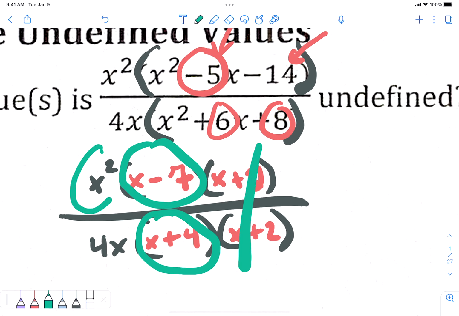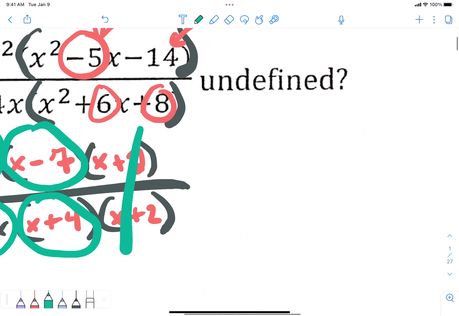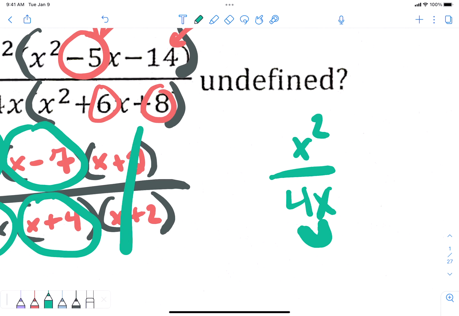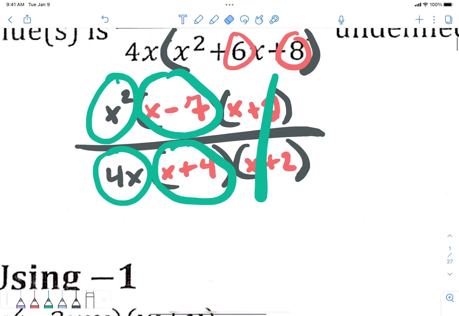But look at these guys, x squared and 4x. If I just said x squared over 4x, could you take an x out? Yeah, and reduce them, cross them off? They're not trapped, right? The 4 and x squared are multiplied together, right? Multiplying doesn't bond things. Only adding and subtracting bonds things. Adding and subtracting is the only thing that makes them trapped.